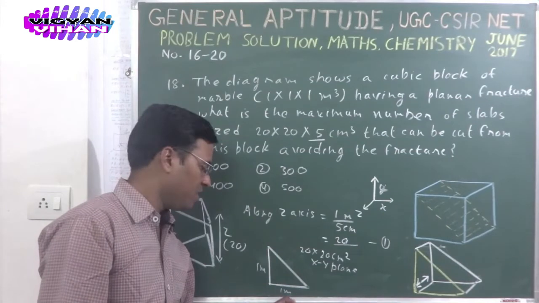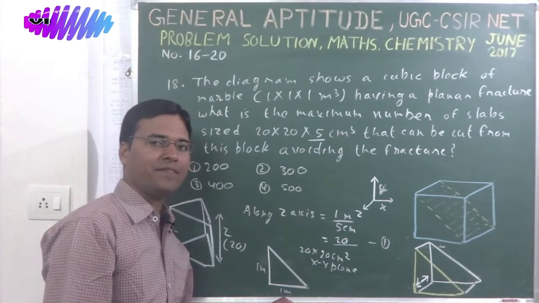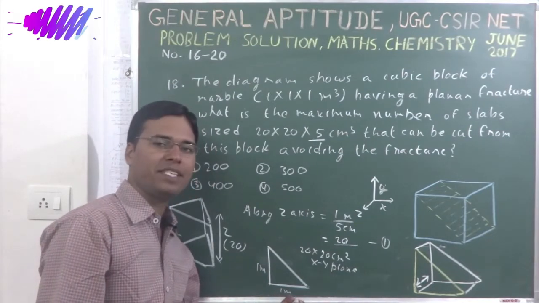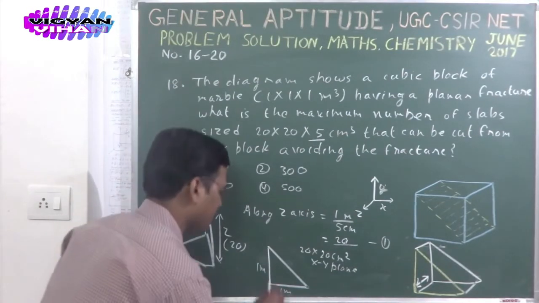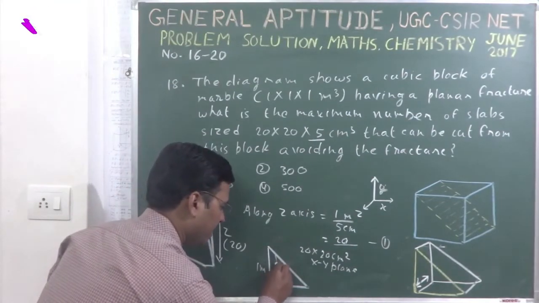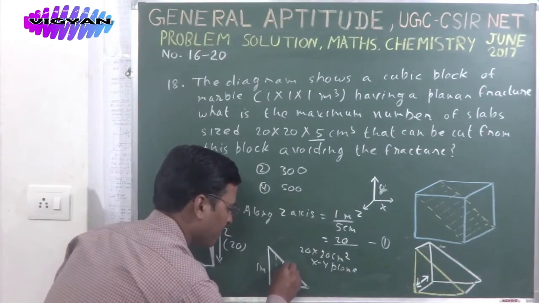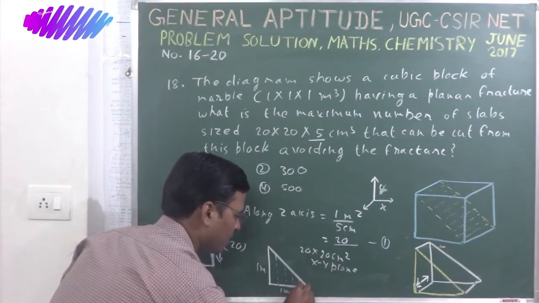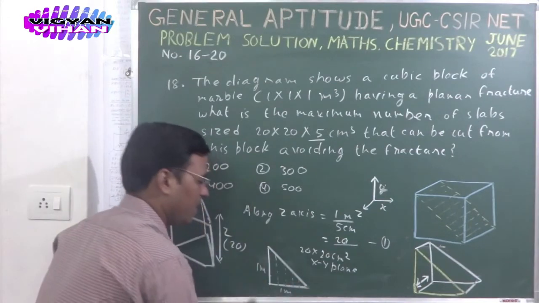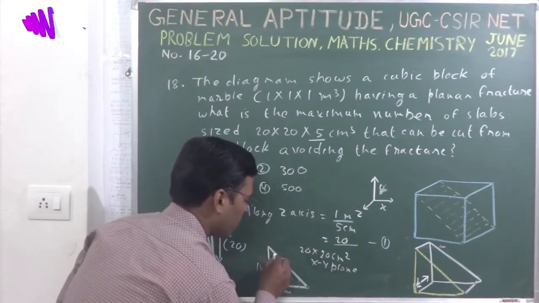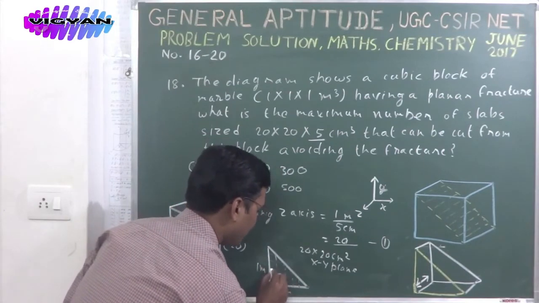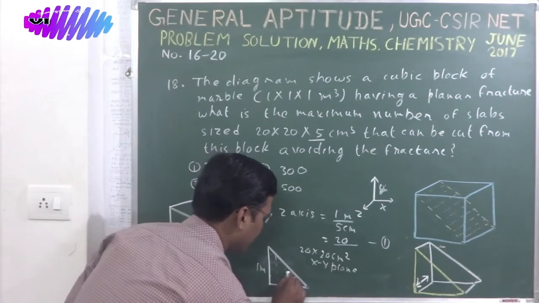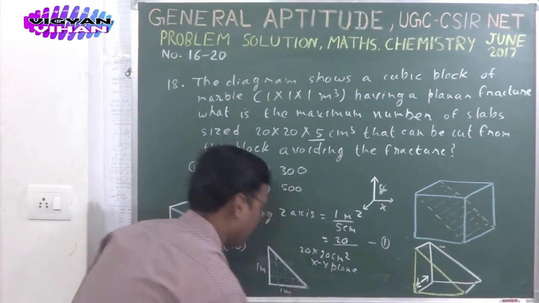The base which has the length 1 meter will be divided into 5 equal parts of 20 centimeter length segments. So here it is the first part, the second part, the third part, the fourth part. Now the perpendicular will also be divided into 5 equal parts. The first part, second part, third part, fourth part.